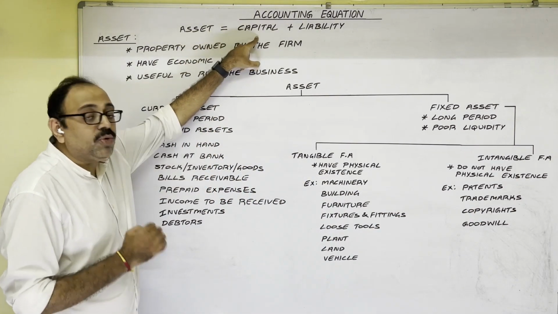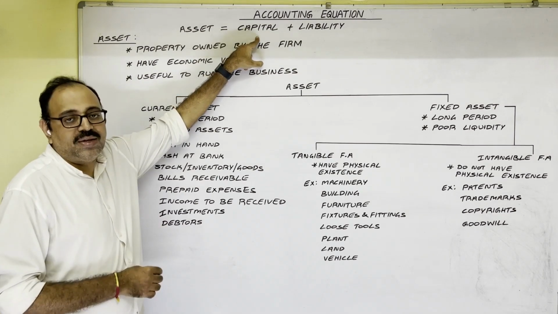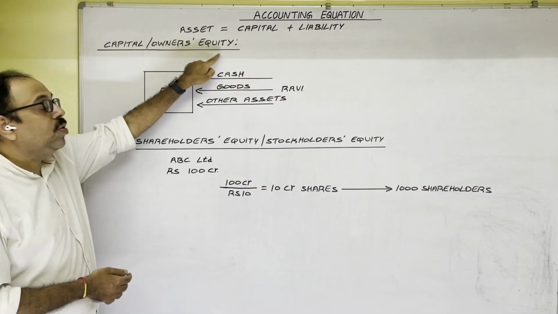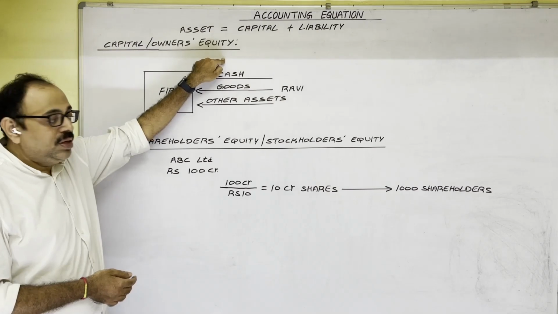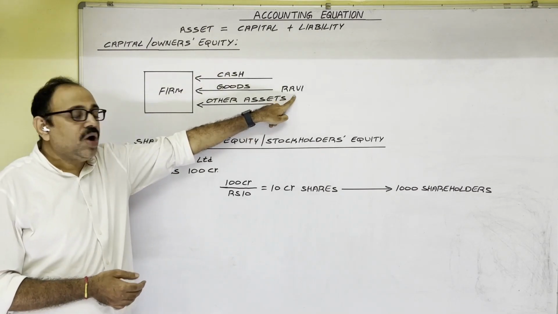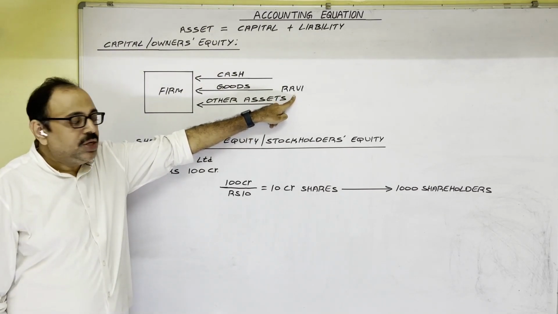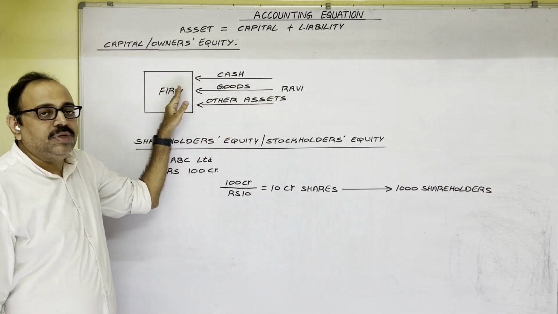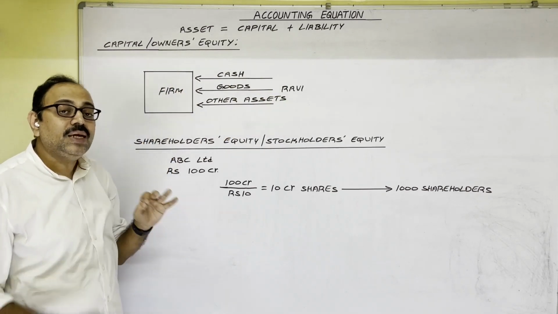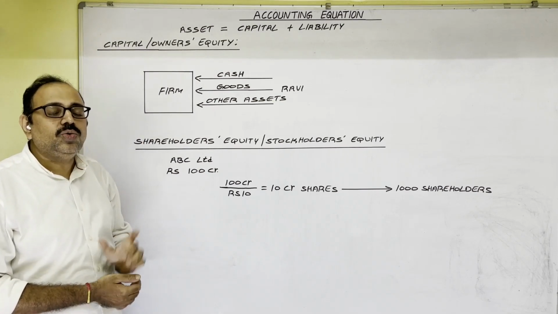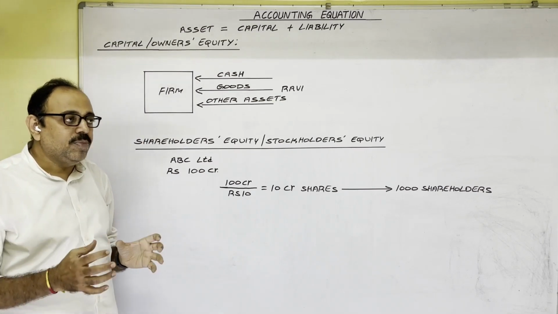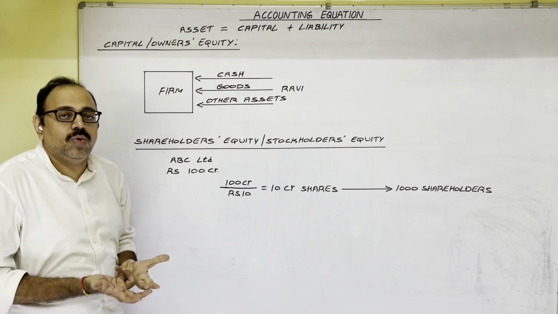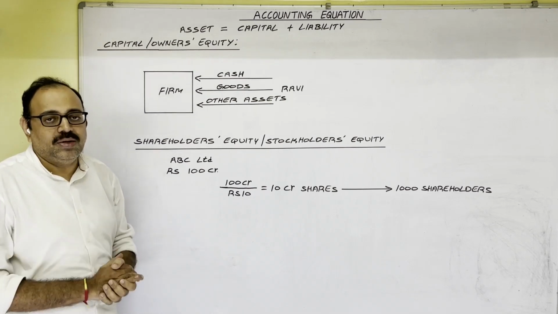The second element in the accounting equation is capital. Capital is also known as owner's equity. Suppose Ravi wants to start a business. To start a business, Ravi invested some money. So that amount is known as capital. So to start a business, the amount which is invested by the owner is known as capital.